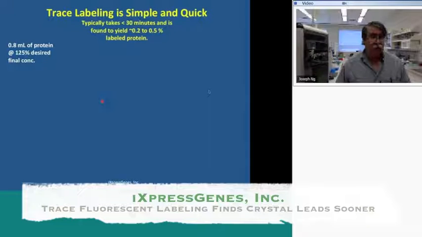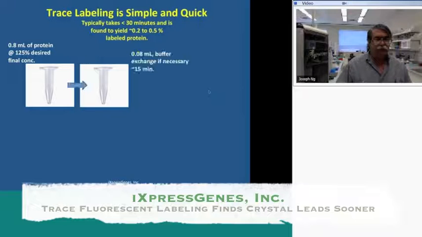So we start off with our canonical end goal of 1 milliliter of protein at our crystallization concentration. What we actually start off with is 0.8 milliliters of protein at 125% of the desired final concentration. From that, we remove 0.08 milliliters, or 80 microliters. So 1/10 of the volume is removed and buffer exchanged if necessary to put the protein into the reaction buffer.